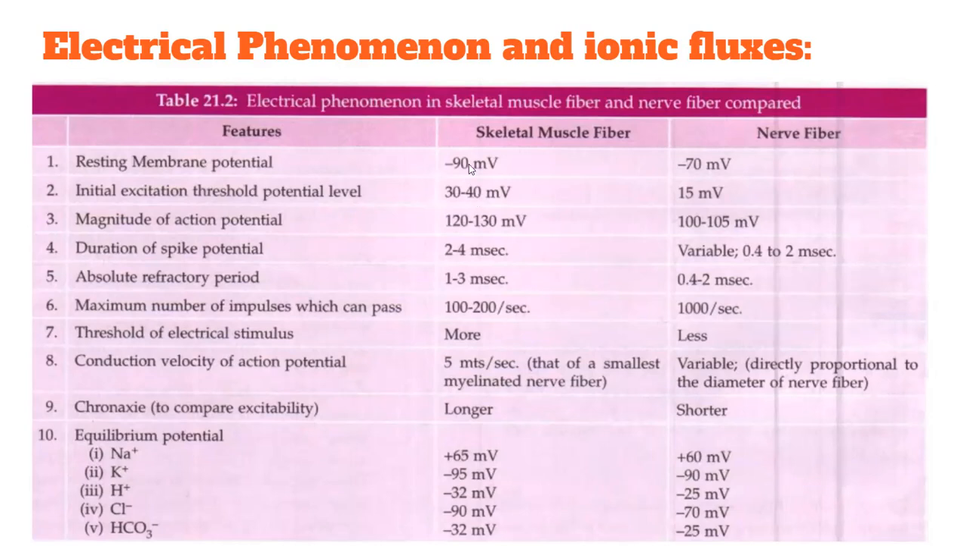So it has to come to say minus 60 to minus 50 for it to generate an action potential. If there is an action potential, it goes up to plus 120 to 130 millivolt, and the spike lasts for around 2 to 4 milliseconds. The absolute refractory period is 1 to 3 milliseconds. That is the repolarization phase. The maximum number of impulses which can pass is 100 to 200 per second. And conduction velocity is 5 meters per second, that of the smallest myelinated nerve fiber. Not too fast, which means it's not comparable with a nerve.